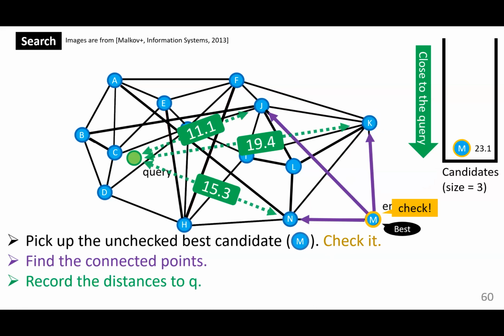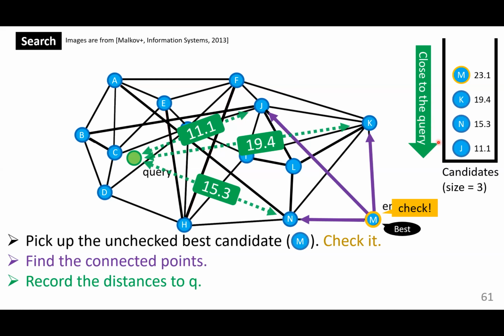Then we compute the distance to the query. In this case, this one is 15, this one is 19, this one is 11. So we compute the distance here, then put that in the candidate list, like this. Okay, so now the candidate has 4 elements, and these are automatically sorted.